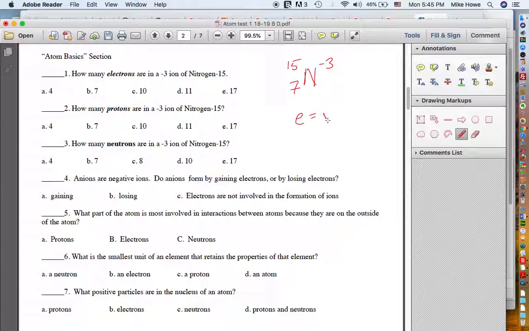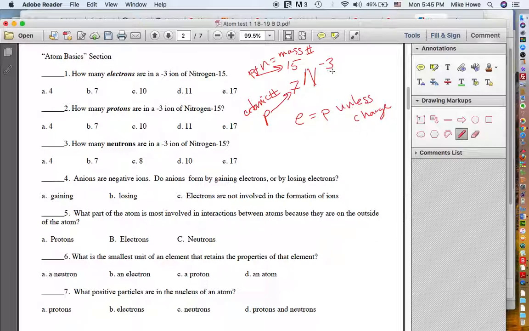Well, E equals P unless what? Unless there's a charge. So we know there's 7 protons. Y'all remember that's protons. This number is protons and neutrons. That's the mass number. Okay, this protons is the atomic number. All right, so E equals P unless there's a charge.